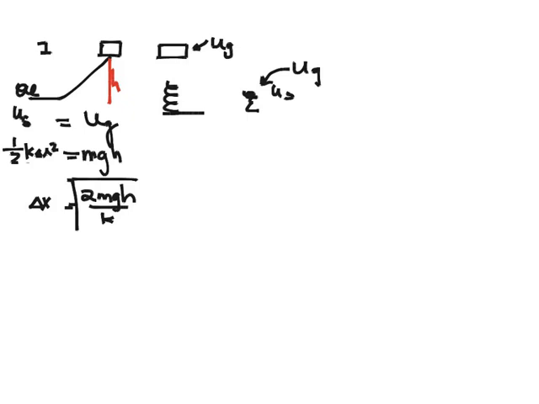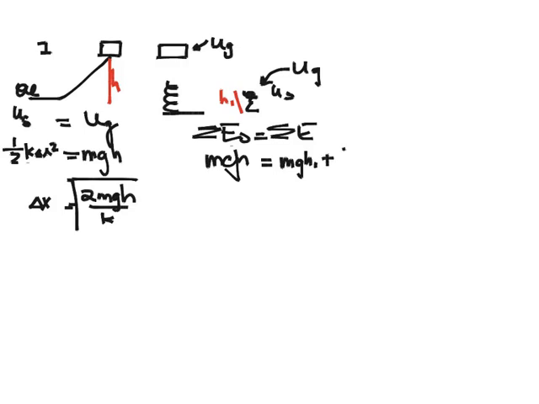Okay, so if they both start out with the initial height h, then that means at the beginning, using sigma E naught equals sigma E, I have Ug, and it's just mgh. And at the end, maybe let's call this h1, I have mgh1 because my object is still at a height, plus 1/2 k delta x squared. And again, I can do some algebra to solve for delta x.